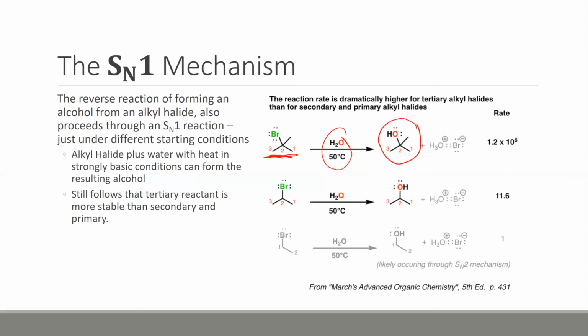And because this is an SN1 mechanism, because the carbocation transition state is the important state, it follows the same rules. It still follows that a tertiary reactant is more stable than a secondary or a primary. In fact, you don't even really see primary alkyl halides reacting through an SN1 mechanism to make an alcohol. So it follows the same rules that we just talked about. You just start with a different set of conditions that will make the reaction go from an alkyl halide to make an alcohol.